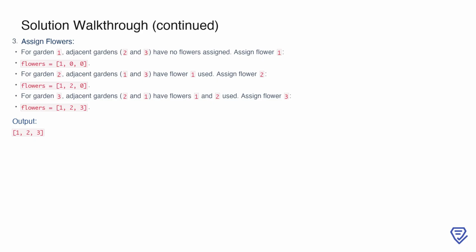Finally, for garden 3, its adjacent gardens, 1 and 2, have used flowers 1 and 2 respectively. Therefore, we assign flower 3 to garden 3, resulting in the final flowers array, 1, 2, 3. This satisfies the condition that no 2 adjacent gardens share the same flower type. The output for this example is 1, 2, 3.